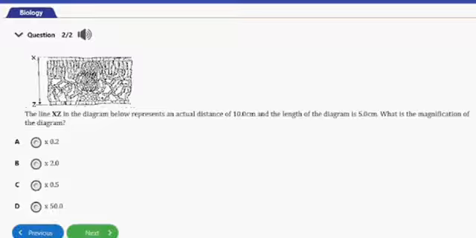So guys, the answer to this question is option C, and that's 0.5. That's because the magnification is going to be image length divided by object length. So in this case, the image length is 5 cm and the object's length or the distance is 10 cm. So 5 cm over 10 cm, that's 0.5. And that's the answer to this question, guys.